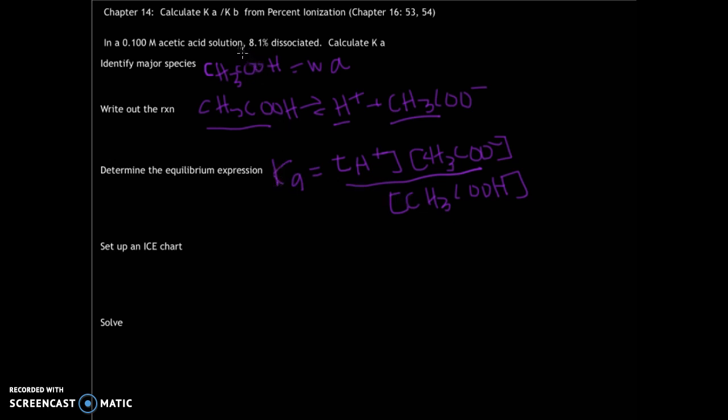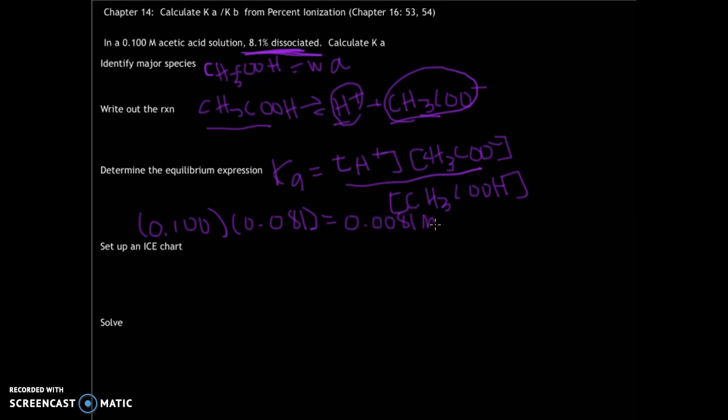So the extra piece of info I was given in here was how much of the acid had dissociated or ionized. How much of it became this and how much of it became this. That's what this is telling you. So before I go any further, of the 0.1 molar acetic acid, 8.1%, which is 0.081, ionized. If you calculate that out, 0.0081 molar of it is hydrogen, and 0.0081 molar of it is acetate.